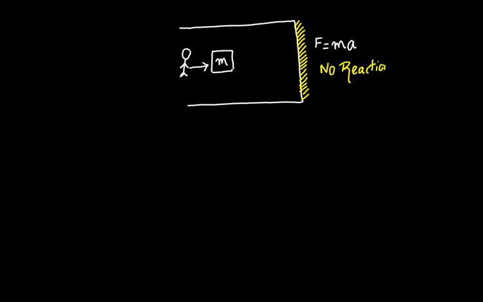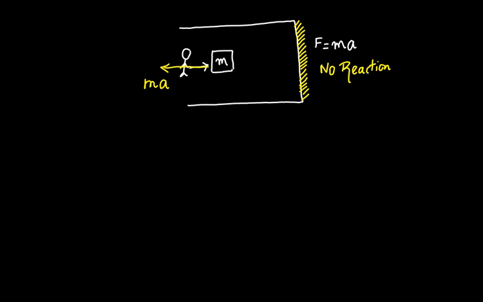The only force that is acting on the mass is F is equal to ma, and this mass, because of inertia, gives the same force back to the person, and that is also given by ma. So for every action, according to Newton's third law, there is an equal and opposite reaction. Perfectly fine. Now let us consider the second physical scenario.